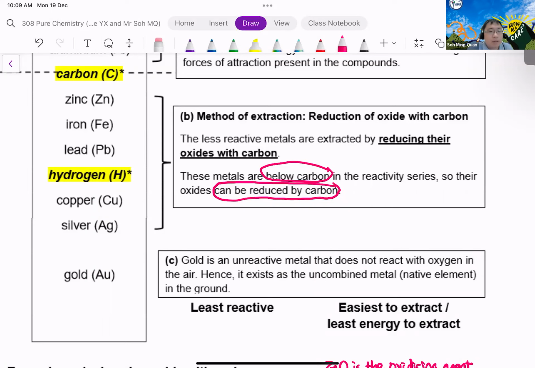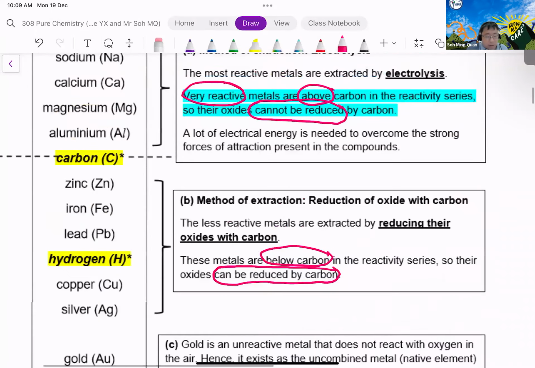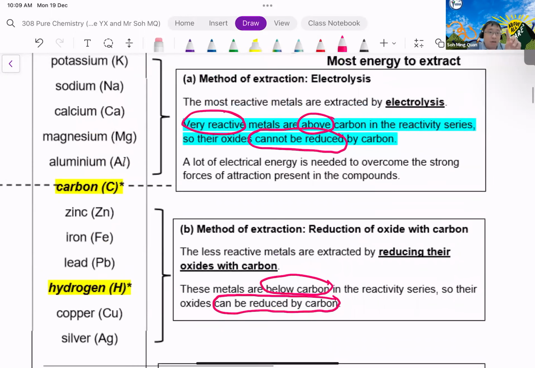Okay? So I repeat, there are two groups of metals. One, those above carbon. Those above carbon, they are very reactive, so they cannot be reduced with carbon. You need to use electrolysis for the very reactive metals. The second group is the group below carbon. Those metals below carbon in the reactivity series, they are not so reactive, so they can be reduced by carbon.